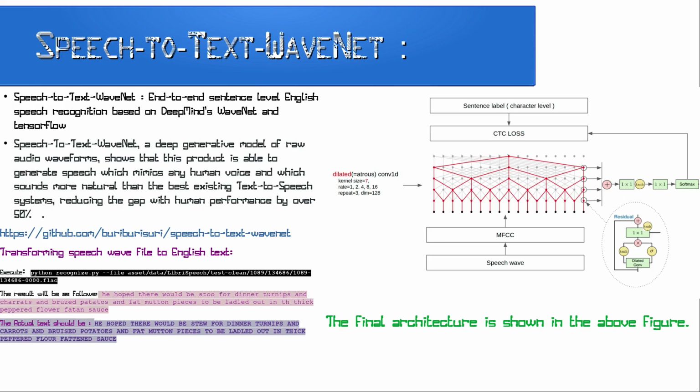This project, Speech-to-Text WaveNet, shows that WaveNets are able to generate speech which mimics any human voice, which sounds more natural than the best existing text-to-speech systems, reducing the gap with human performance by over 50%. The above animation shows how a WaveNet is structured as a fully convolutional neural network, where the convolutional layers have various dilation factors that allow its receptive field to grow exponentially with depth and cover thousands of time steps.